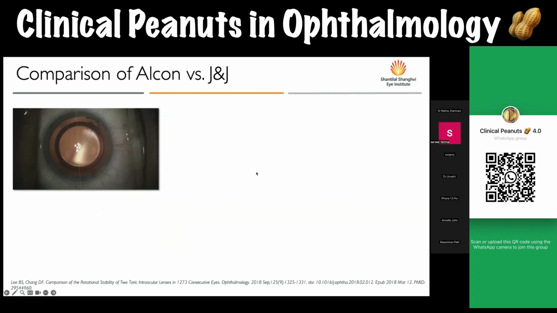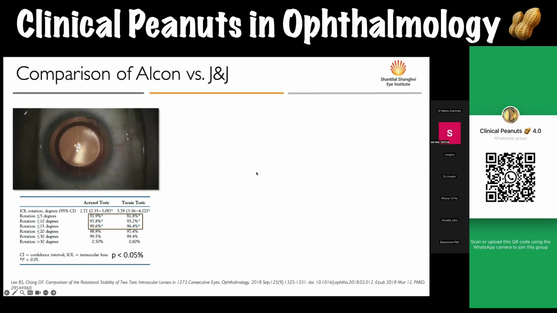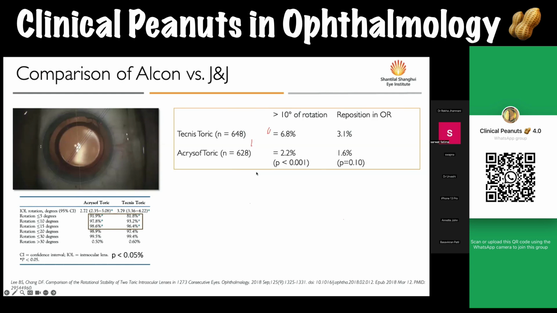Another interesting and very large landmark study was done by Dr. Chang in America. He did a head-on analysis between the Acrysof and Technis lenses, Acrysof by Alcon and Technis by Johnson & Johnson, with equally huge numbers in both groups. He used a digital alignment, the Z-Align, which is incorporated into the Callisto Eye system.